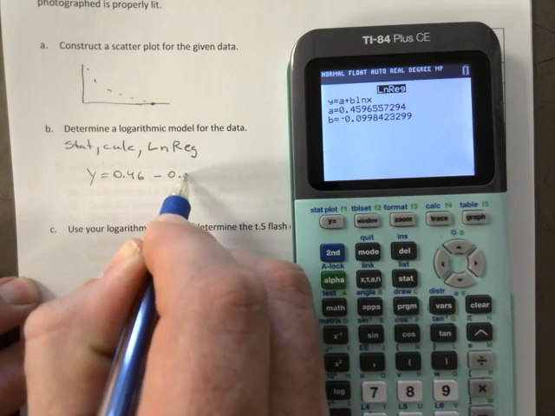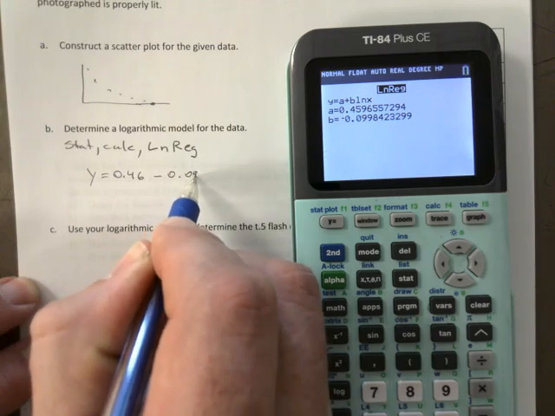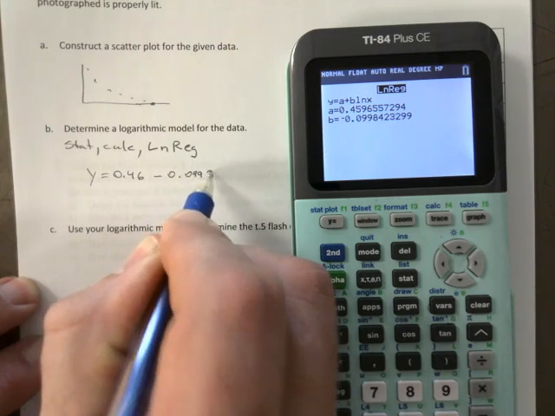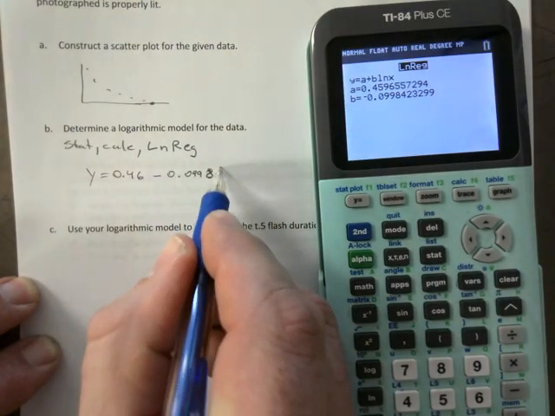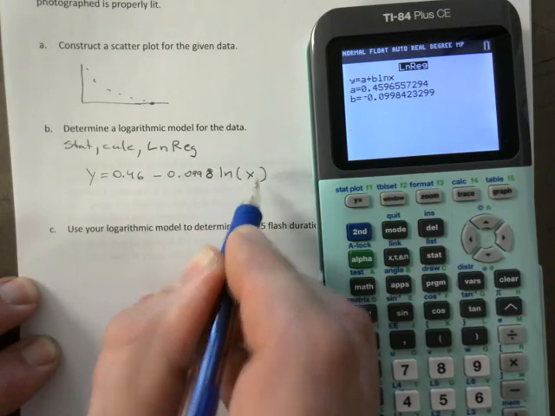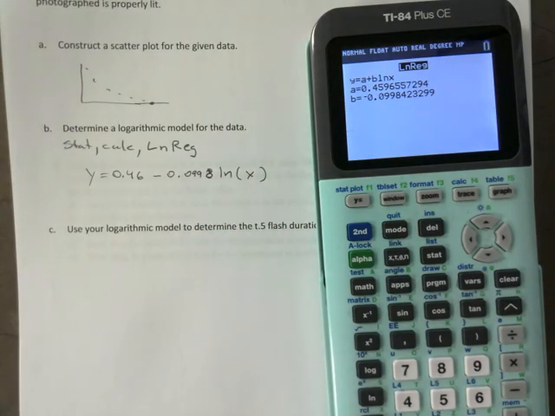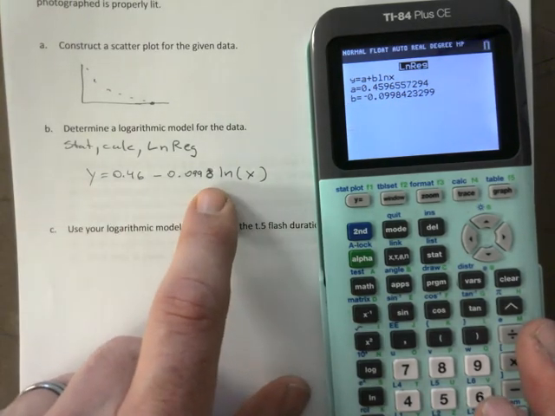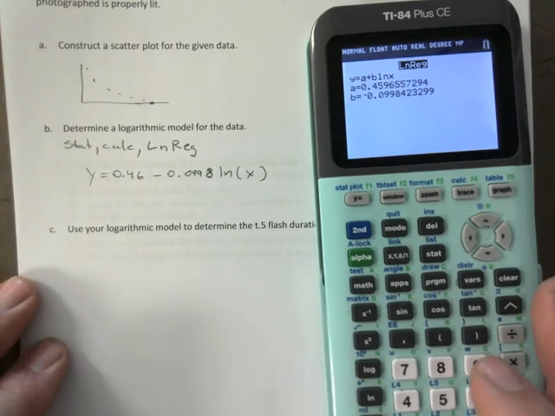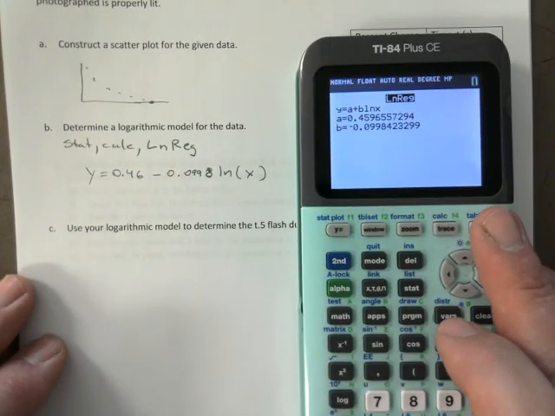You know what I'm going to do here is I'm going to go 4 decimals. Just for kicks, you would not lose marks if you put 0.1, because that's normally what it is. But remember, we pasted this whole thing into our y1. So let's graph it and see what it looks like.